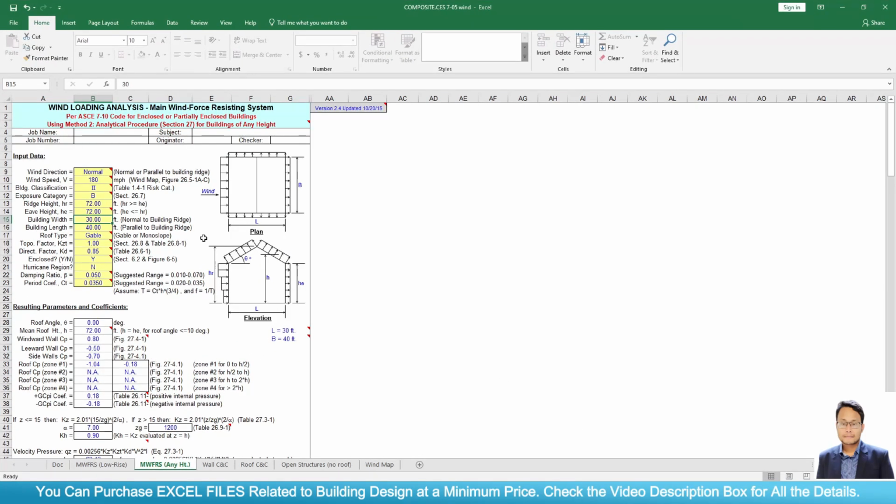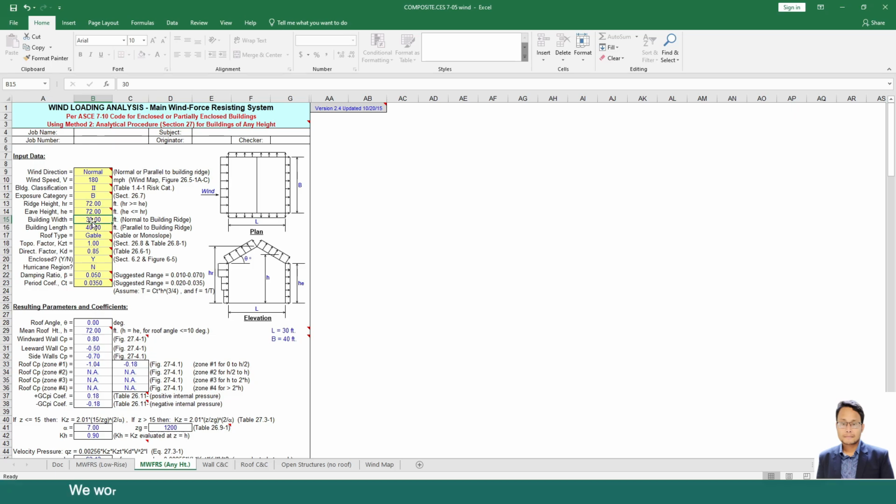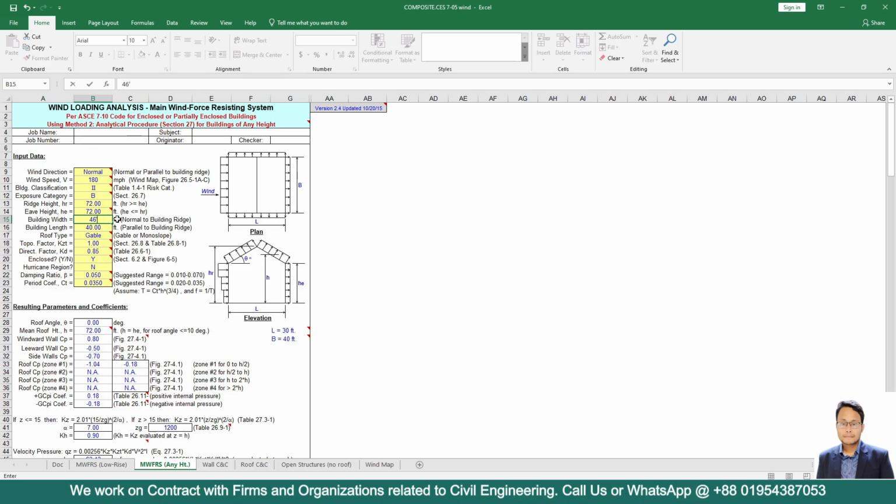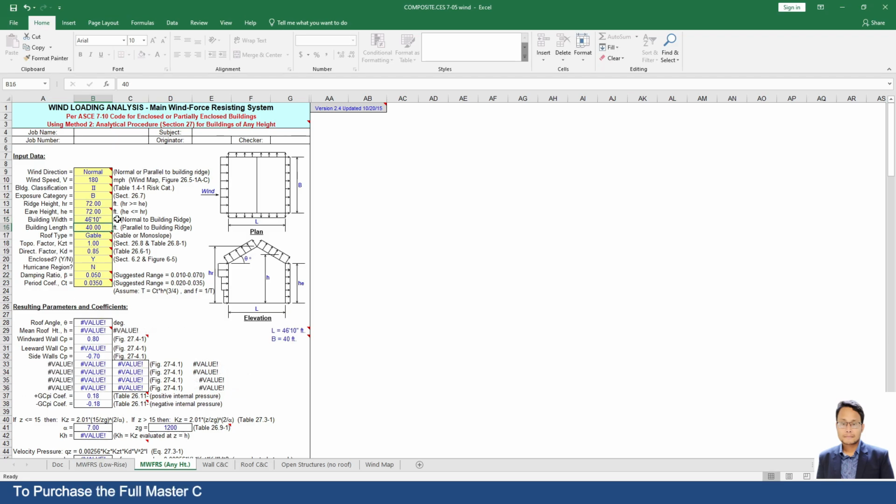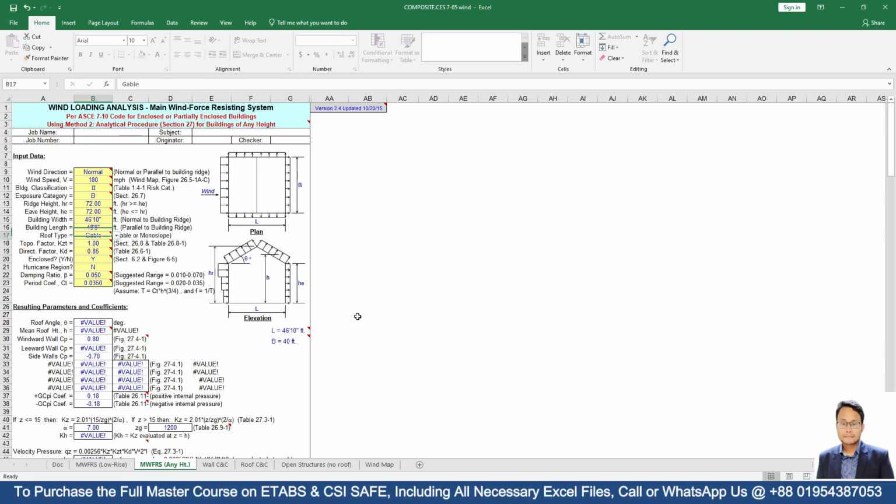So go to Excel file again. Here you can see building width. Doesn't matter at all what you are writing here. The important thing is you have to check these two values with this L and B value. So here in building width B, here I will use 46 feet 10 inches. And this value should be 48 feet 8 inches.